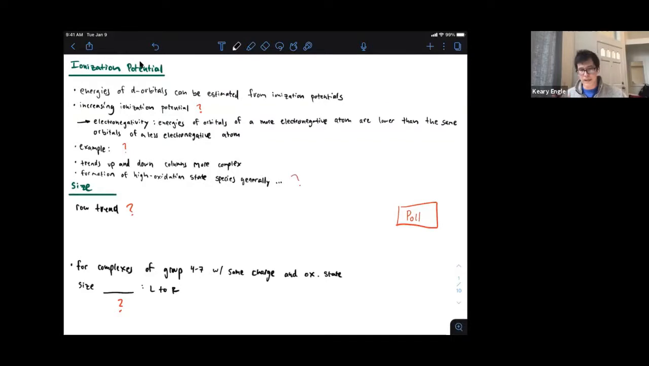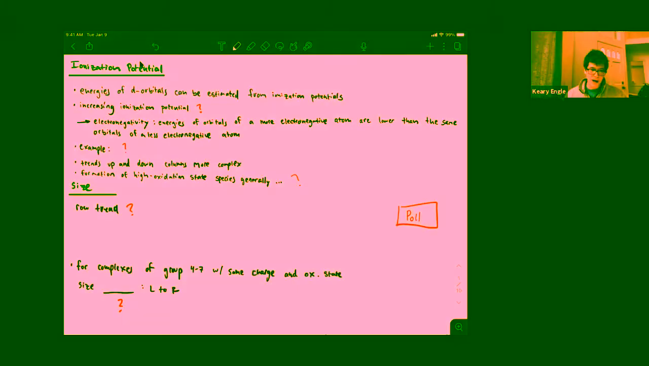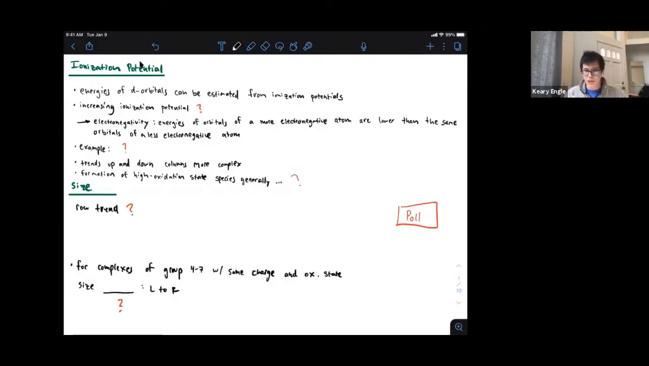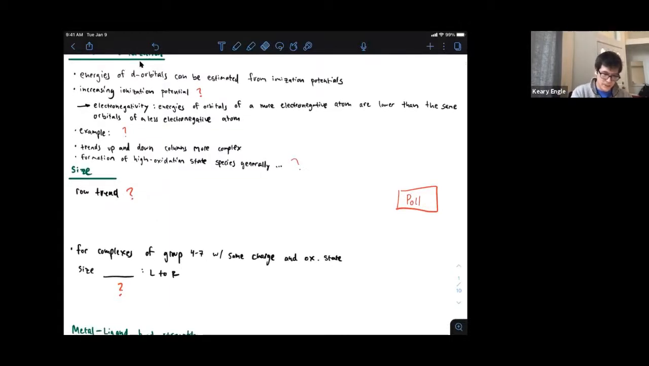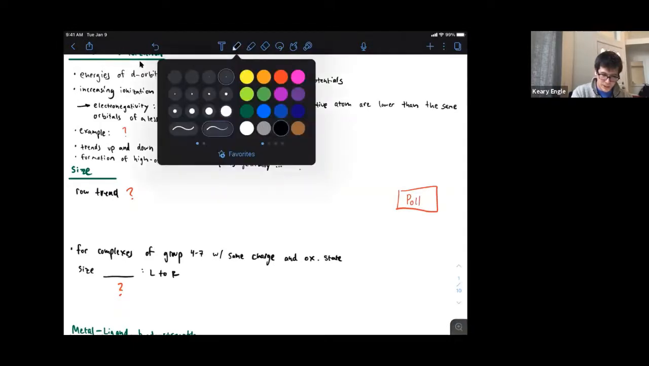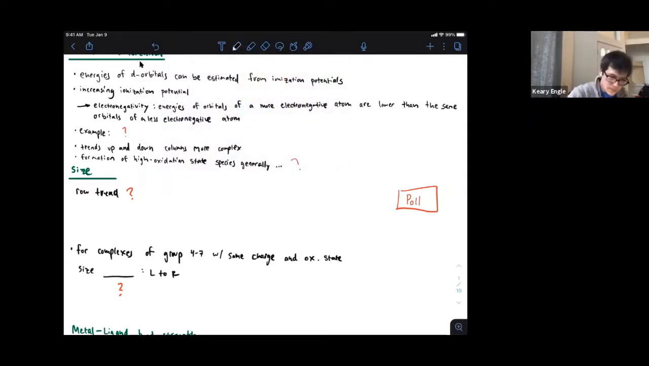So one trend, and this is sort of the other side of the coin when we talk about electronegativity, is ionization potential. The ionization potential is a direct reflection of the d-orbital energies. So by measuring ionization potential, we can get a readout of what the d-orbital energies are. The ionization potentials increase left to right across the transition metal series.